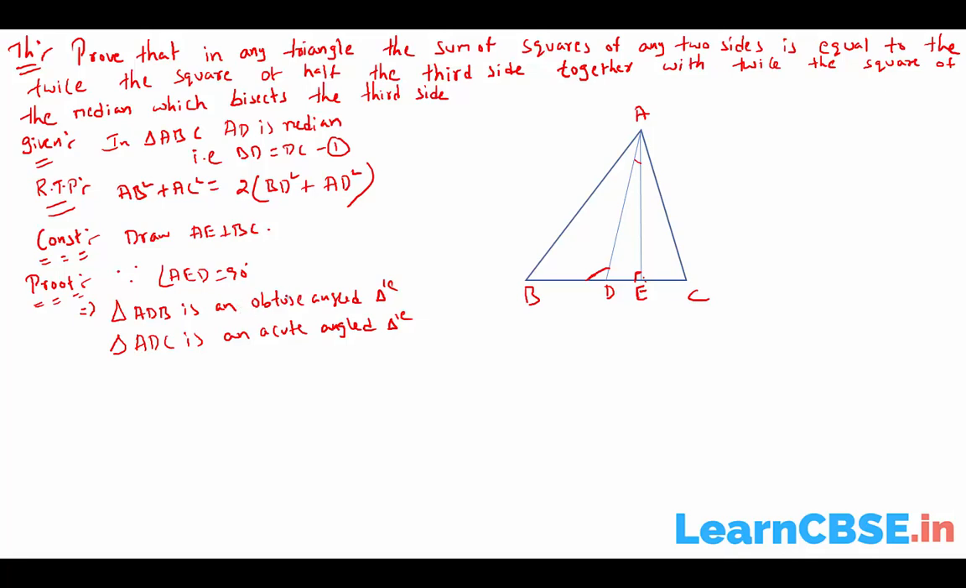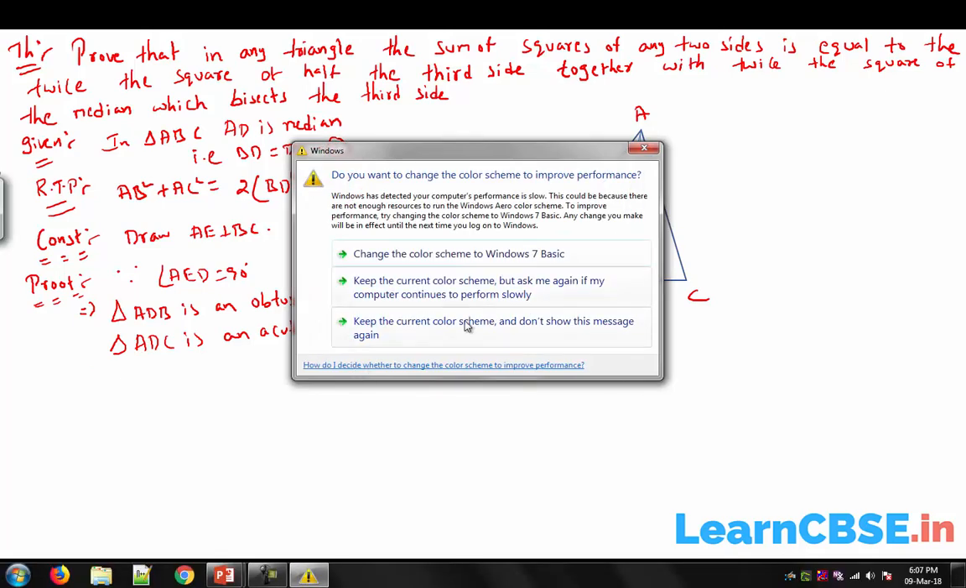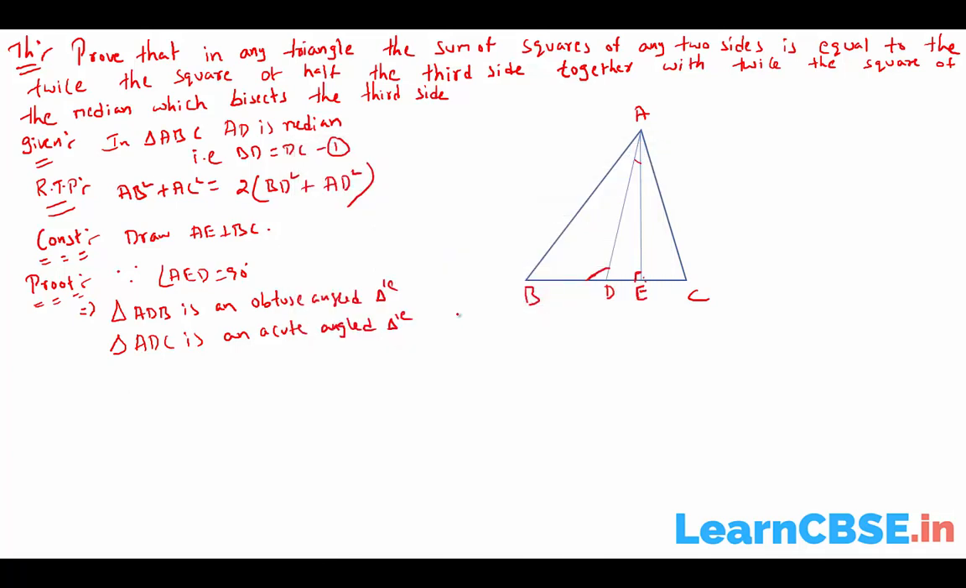Now, from theorem 1, the theorem on obtuse angle triangle, the result is AB square equals AD square plus, where the acute angle lies, opposite to the obtuse angle, AB here. From result 1, AB square equals AD square plus BD square plus 2 into BD into DE. This is from the obtuse angle triangle ABD.